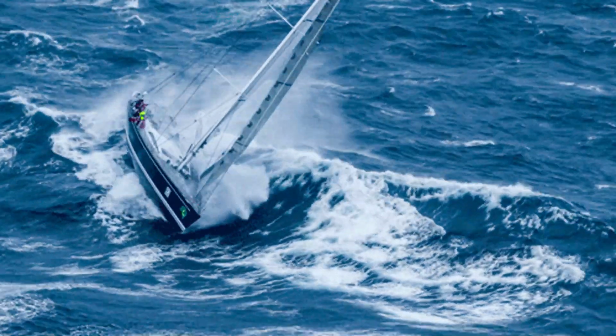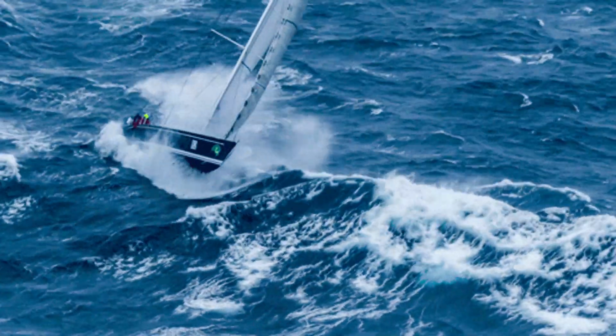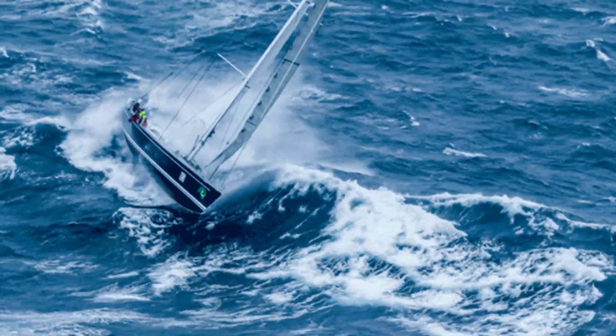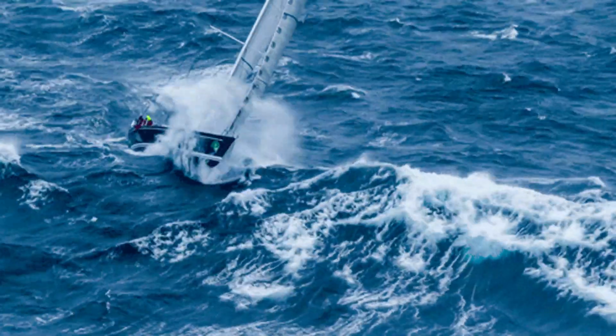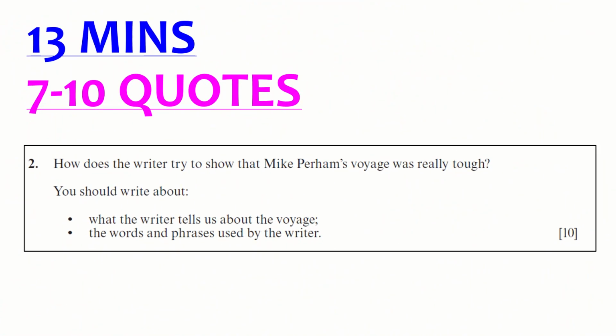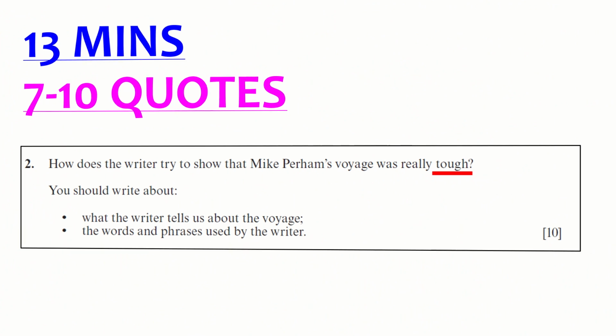Okay, another question. This is from paper 2, but it's the same sort of question. This is about a young boy, a teenager, who sailed around the world on his own. He was a record breaker. Okay, so the question is, how does the writer show that Mike's trip or voyage was really tough? It's a 10-mark question, so it's about 13 to 15 minutes. As many quotes as you can do in that time.